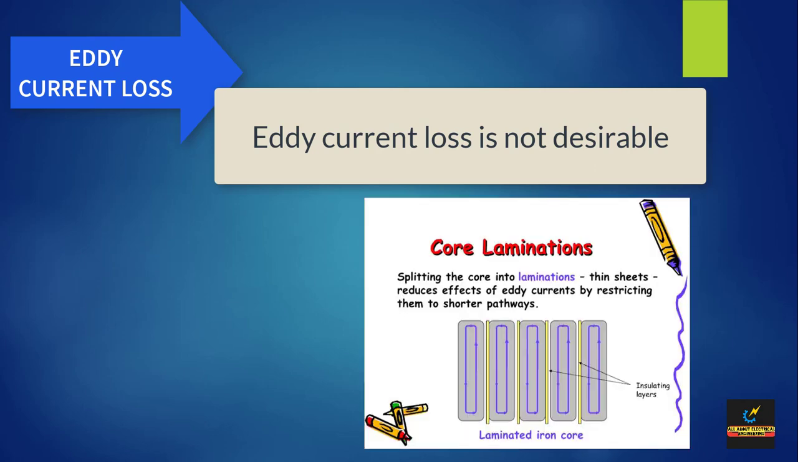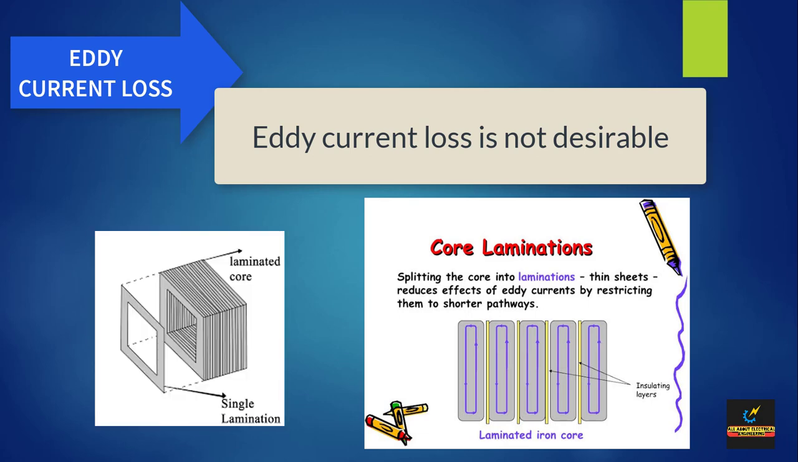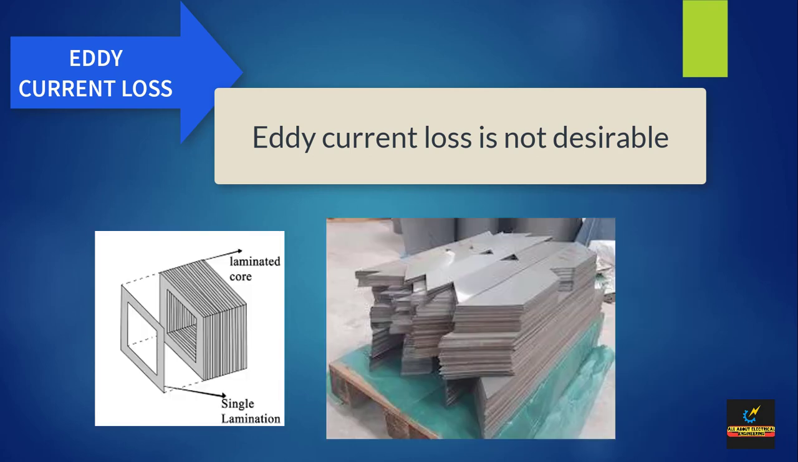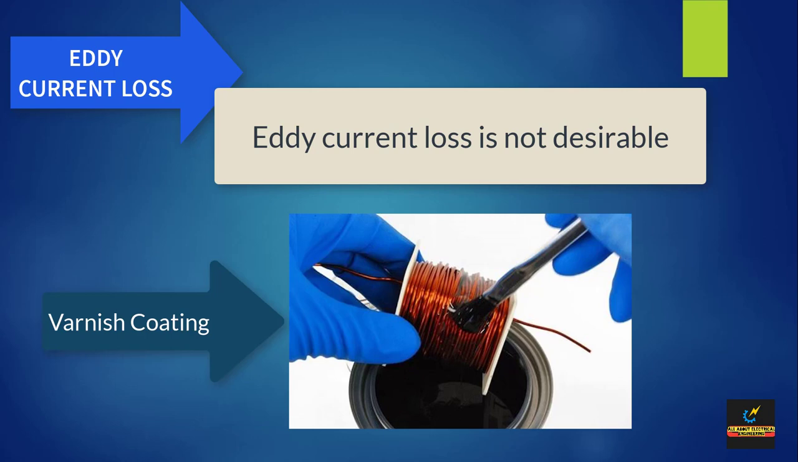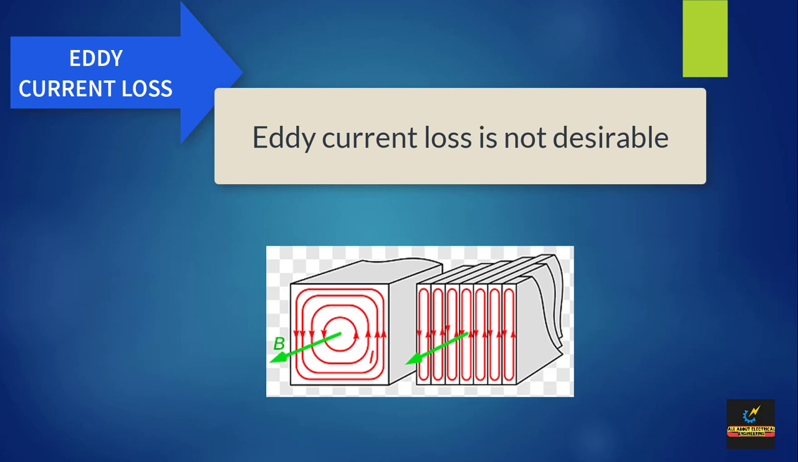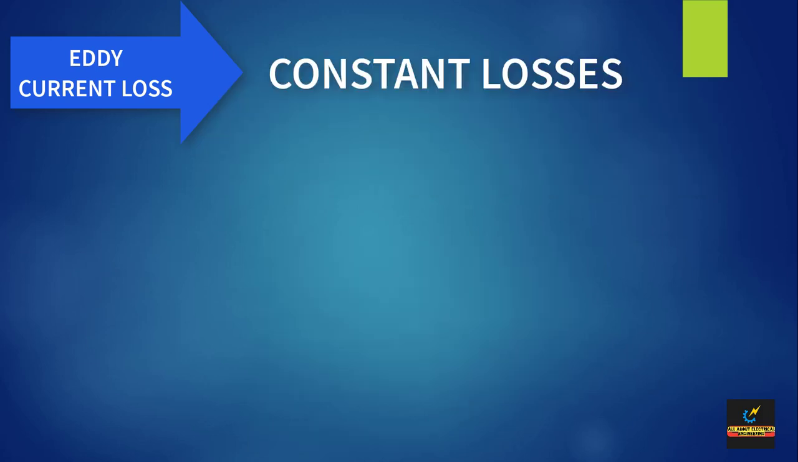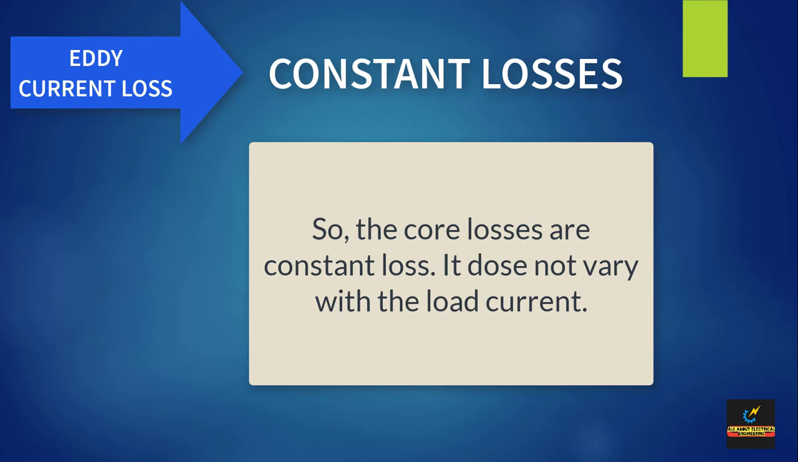To minimize the loss, the magnitude of the current can be reduced by splitting the solid core into thin sheets called laminations. Each lamination is insulated from the others by a thin coating of varnish. By laminating the core, the area of each section is reduced and hence the induced EMF is also reduced. As the area through which the current passes is smaller, the resistance of the eddy current path increases. So the core losses are constant. That means the loss does not vary with the load.